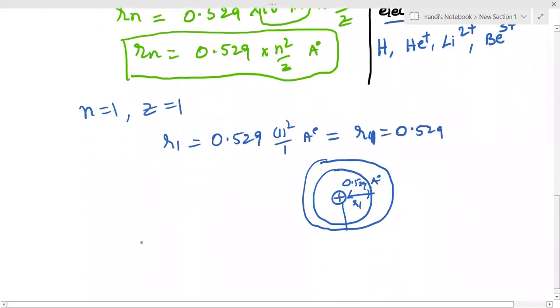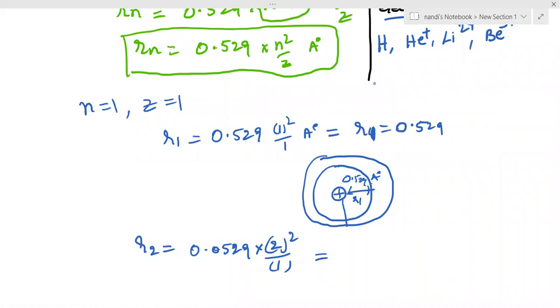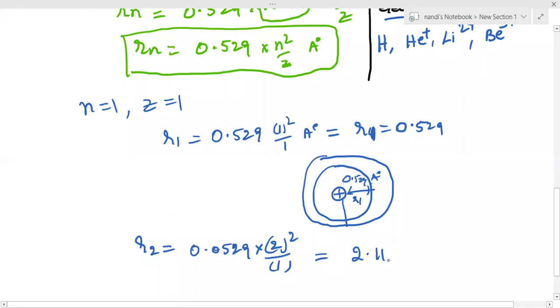Substitute. R2 equals, n equals 2, 0.0529 into n equals 2, square by Z equals 1 for the hydrogen atom. How much will you get? 2.116 angstroms. So the first orbit is very near to the nucleus, and the second one is far away. Then R3.